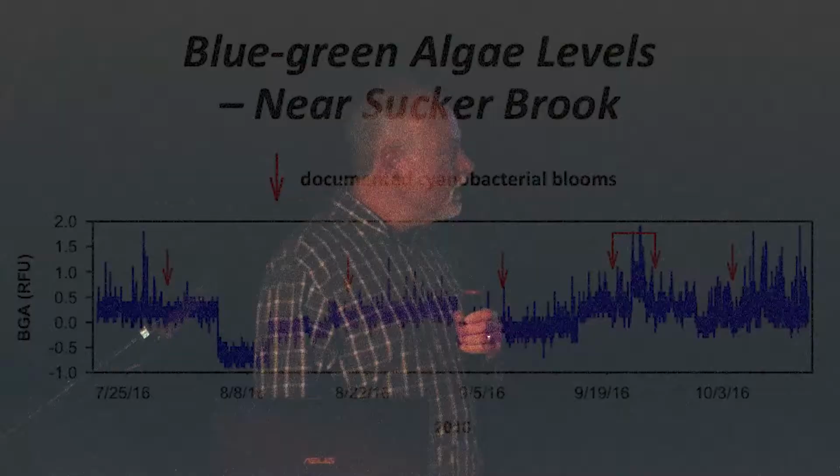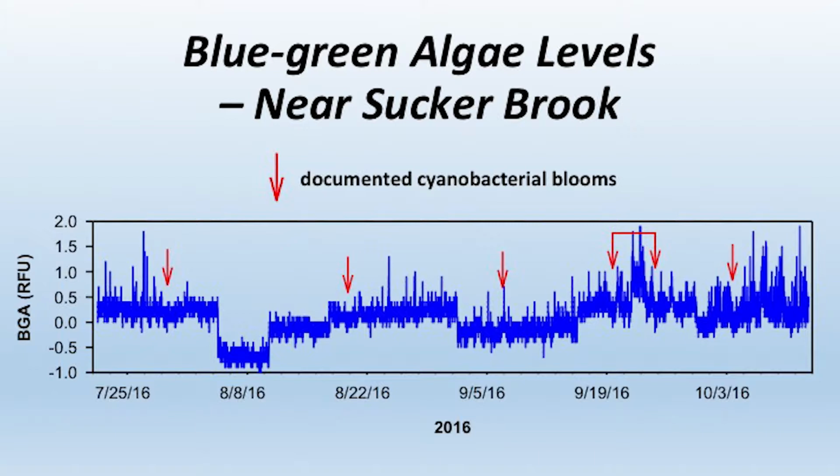Same data near the mouth of Dutch Hollow Brook, a little further south on the east shore of the lake. And again, we're going to zoom in and look at the blue-green algae levels. And again, not too impressed. Yeah, okay, this one maybe. You know, maybe a little better here, but in general, it's hit and miss. We really can't say that this sensor is doing a great job of predicting or identifying blooms that are being documented on the shoreline.